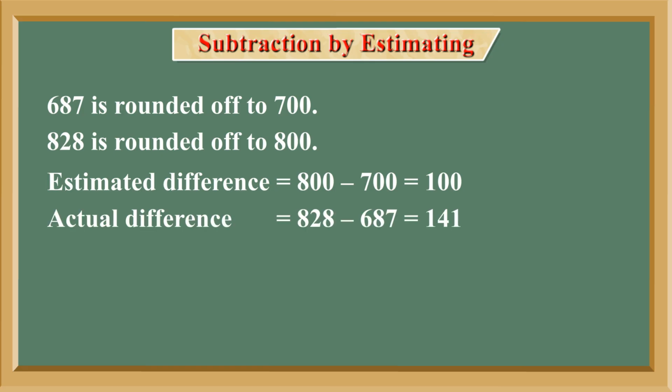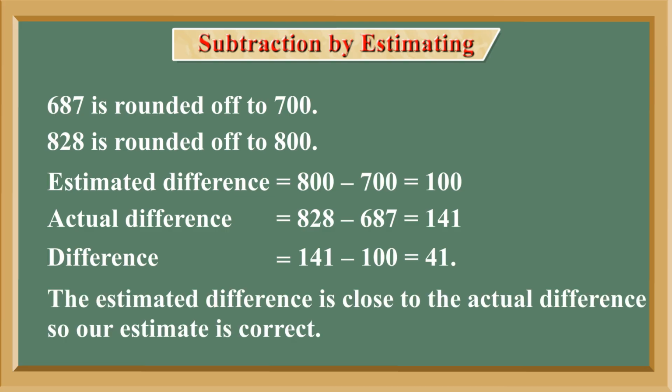Actual difference is equal to 828 minus 687, which is equal to 141. Difference 141 minus 100 is equal to 41. The estimated difference is close to the actual difference, so our estimate is correct.